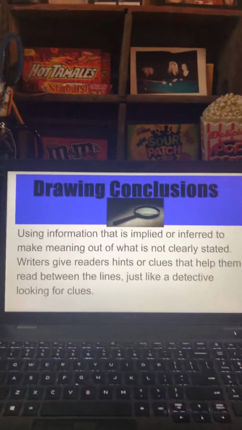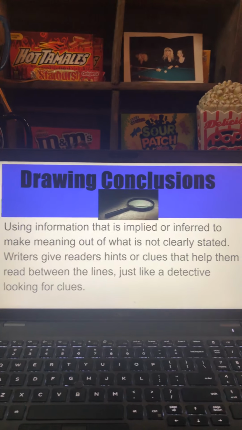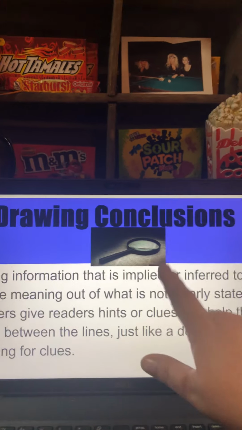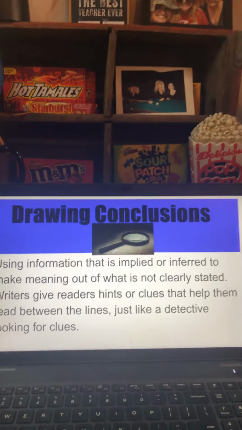So drawing a conclusion, let's look back at the screen. It says drawing conclusions, using information that is implied or inferred to make meaning out of what is not clearly stated. Writers give readers hints or clues to help them read between the lines, just like a detective looking for clues. And that's why we have the magnifying glass on there, so drawing conclusions. So that means that when you are looking, sometimes they will ask you a question and the answer is not in black and white in your story. And that is because they want you to figure out the answer by using clues from the story as to what the answer might be. So when a detective solves a case, they have evidence of things that could have happened, and then they put that evidence together to come up with who the suspect might be. That's the same thing you're going to do when you draw a conclusion.